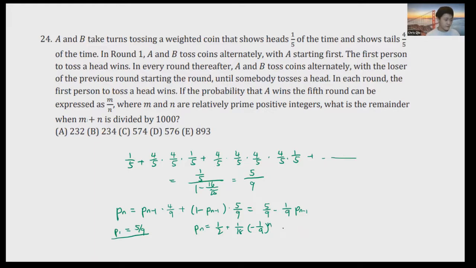And we want P5, and so P5 we see is going to be equal to, after you do the calculation, 29,525 over 59,049. And this gives us a final answer of 574. And that's answer choice C.